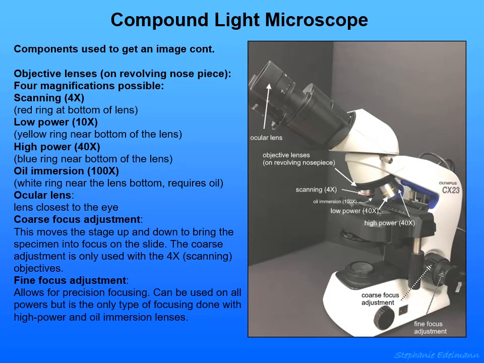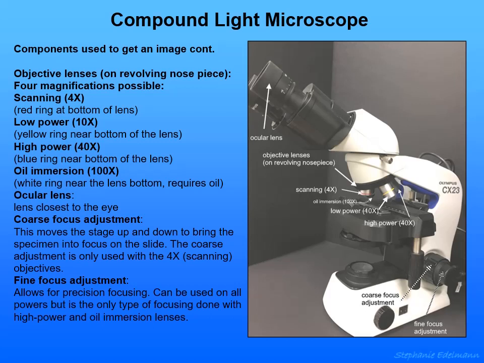On most microscopes that you're working with, you will usually have 3 or 4 objective lenses on the nose piece. In our case, we usually have 4. There's a scanning lens, which is 4x. You recognize it by the red ring at the bottom of the lens. There's a low power lens, 10x magnification. It has a yellow ring near the bottom of the lens. The high power lens has a blue ring, and the oil immersion lens has a white ring. It provides a magnification of 100x.